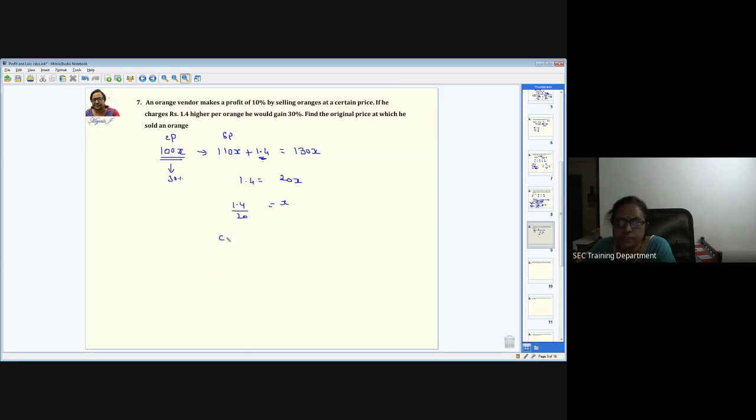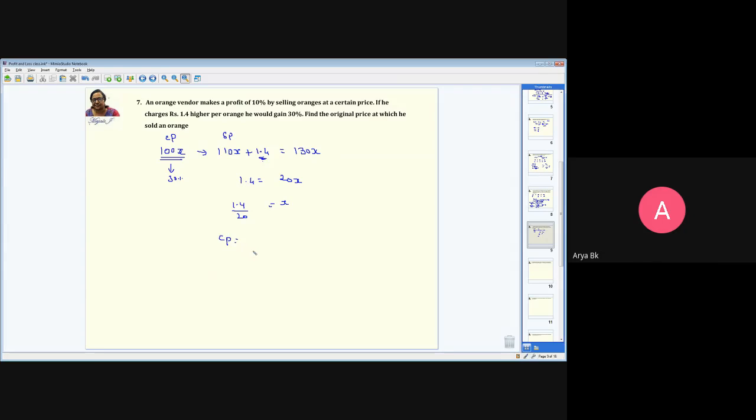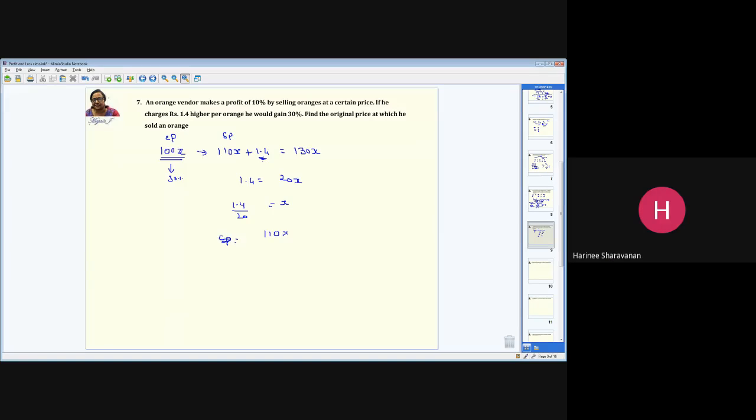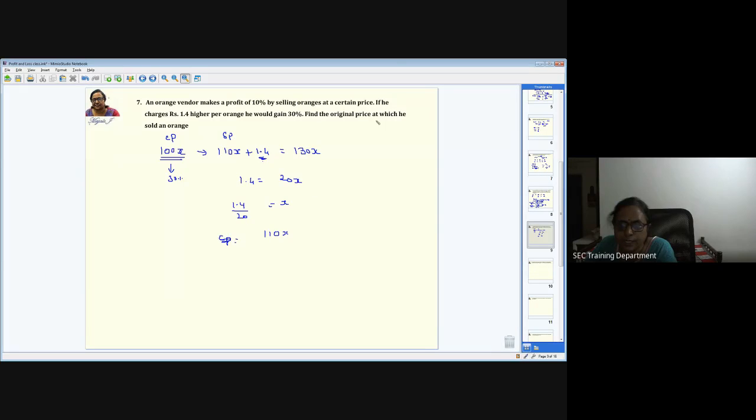And the cost price is? Find the original price. The original price at which he sold is nothing but 110x. You don't have to find the cost price. The question is to find the original price at which he sold, so sold is the thing you have to find out. Find this: 110 into 1.4 by 20.